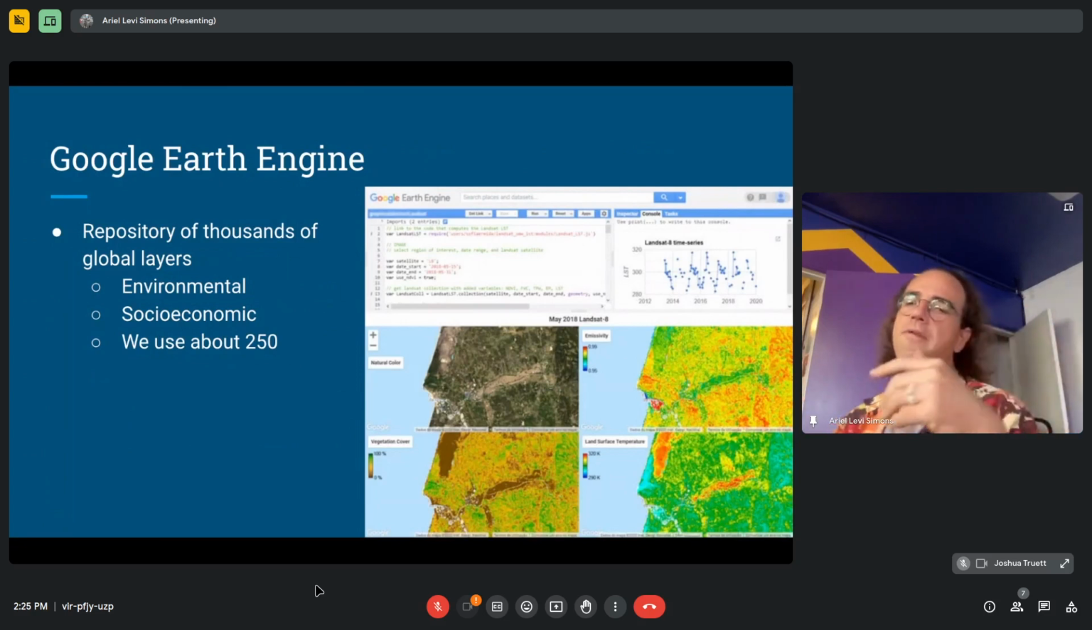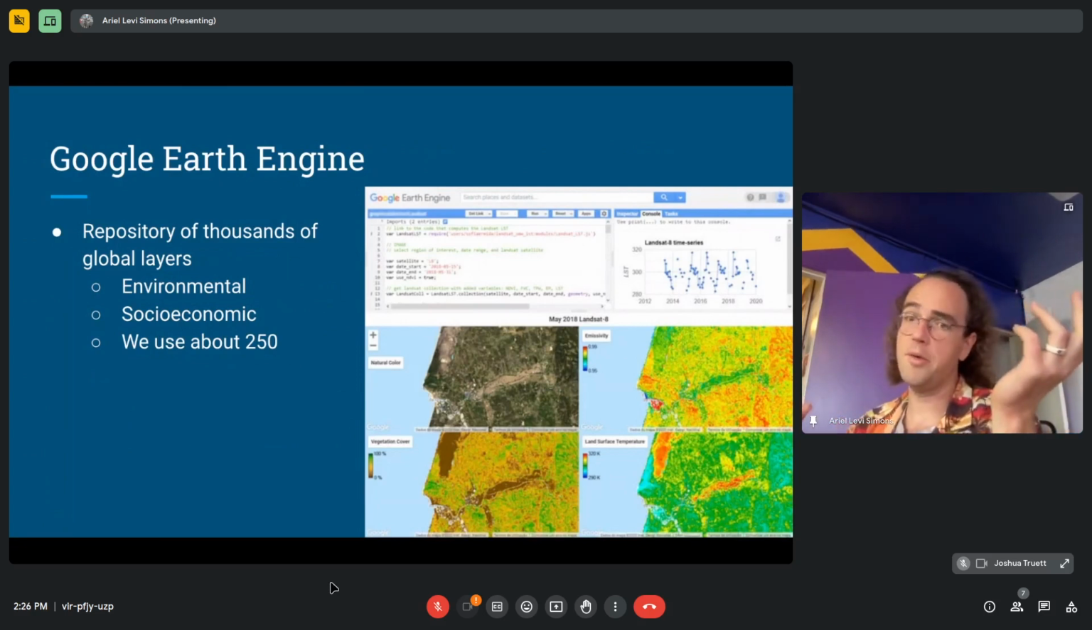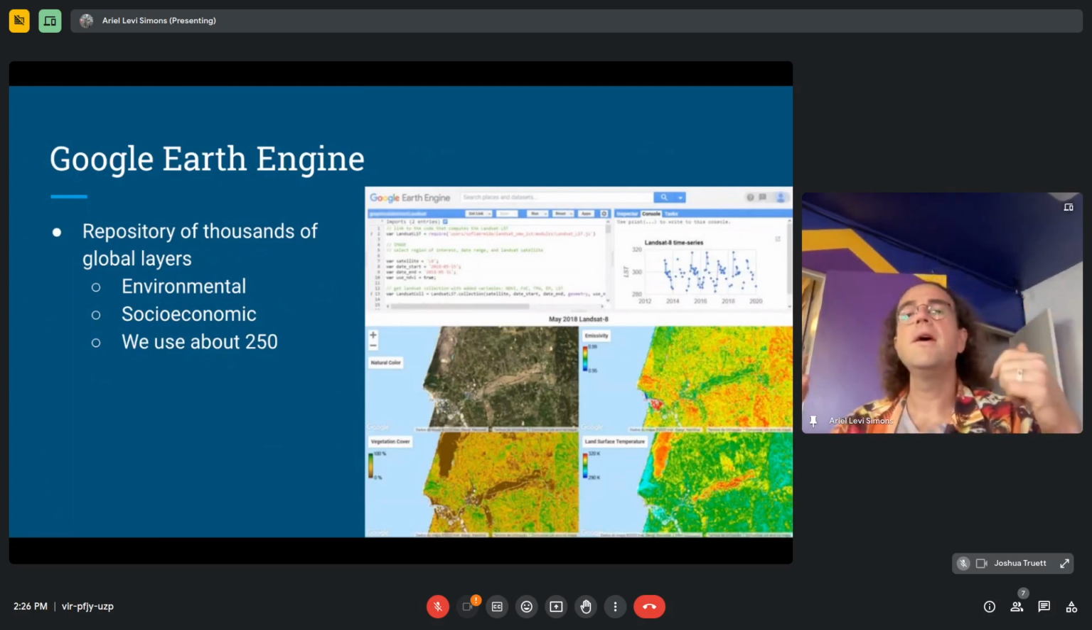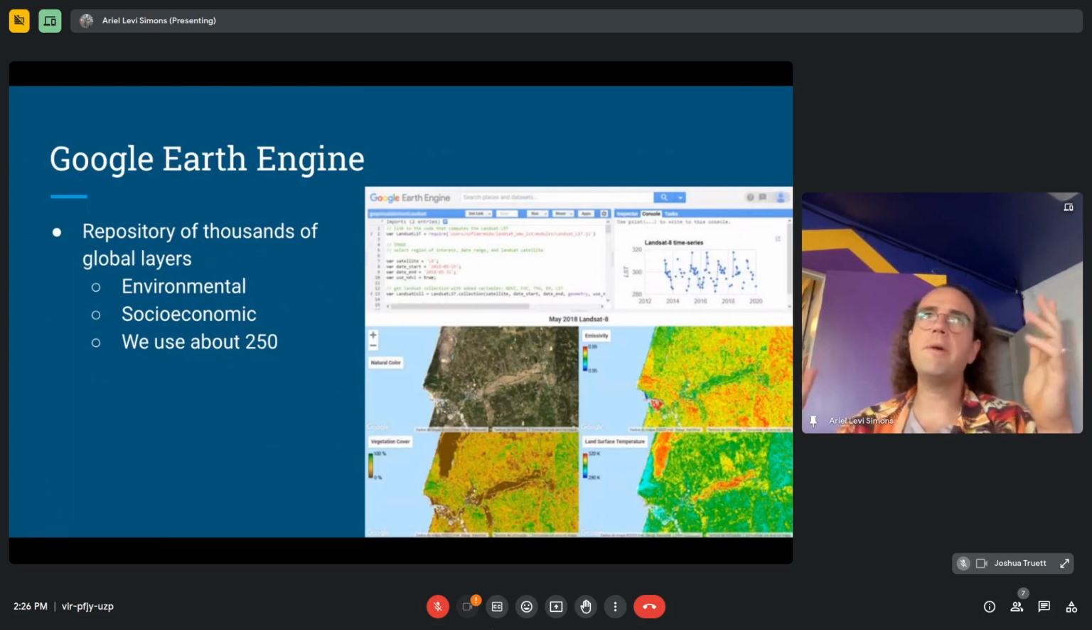We pull in about 250 out of, I don't know how many thousands of layers Google Earth Engine has at this point. These are various socioeconomic layers. So things like population density, broken down by age brackets. We have things like land use categories. We have a lot of environmental stuff like photosynthetic activity, artificial light at night. And then we have climatic average data, all sorts of stuff like that.